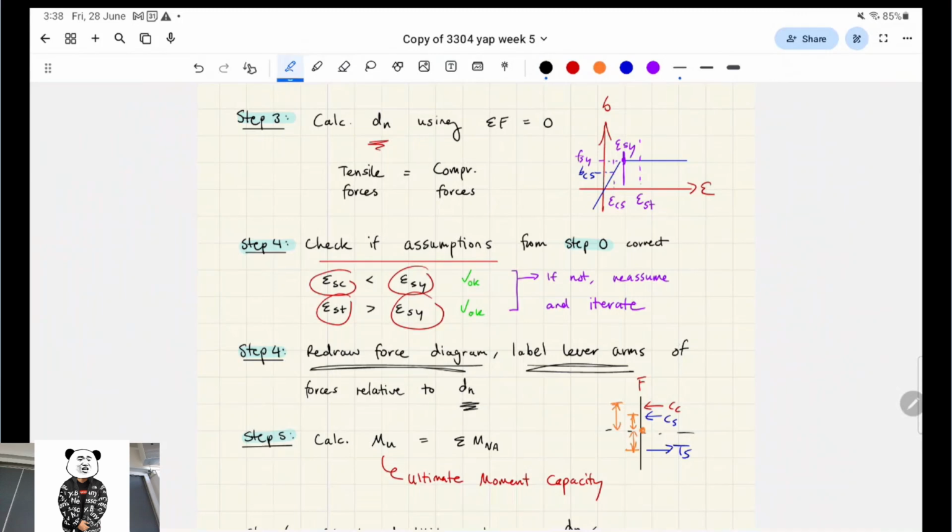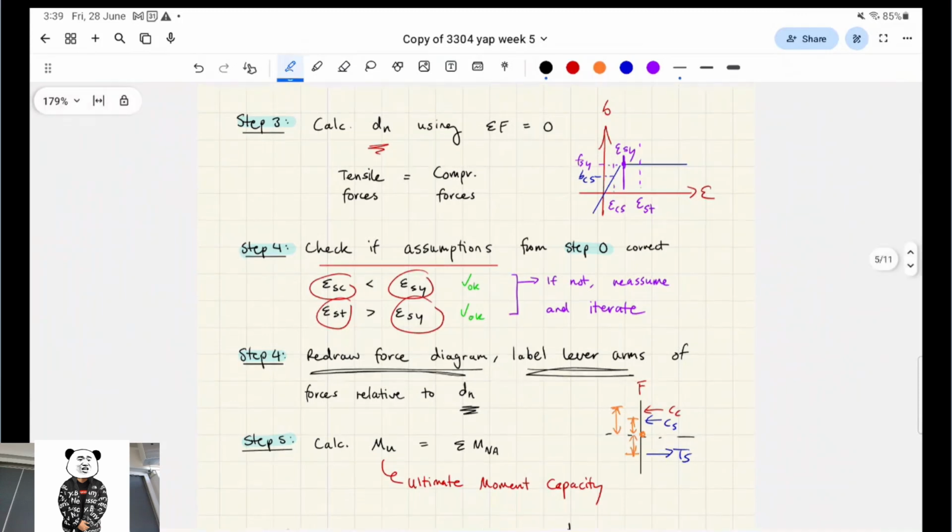Is anyone okay with that? Or not okay with that, rather? Like with step 3, is it like C equals CS? Yeah, it's CC plus CS is equal to TS. You know what I mean? So you group together the compressive forces, which is the compressive steel and the concrete, right? And then you equal that to the tensile steel on the other side of the equation, right?